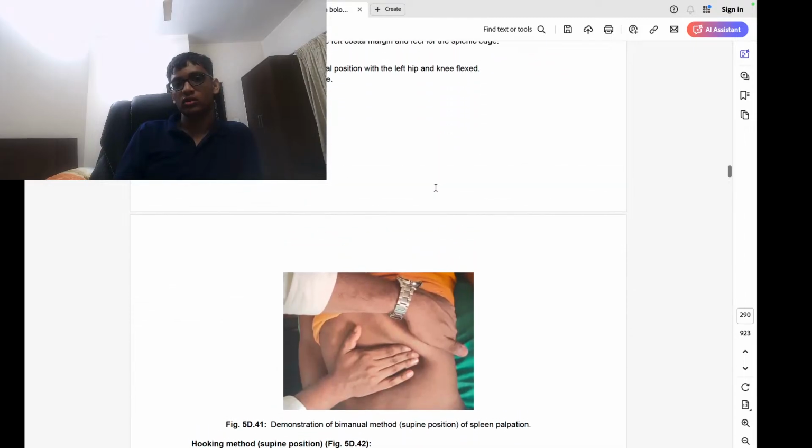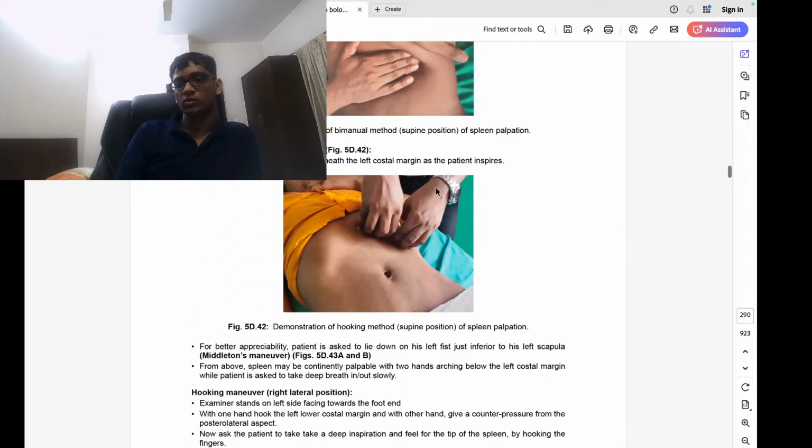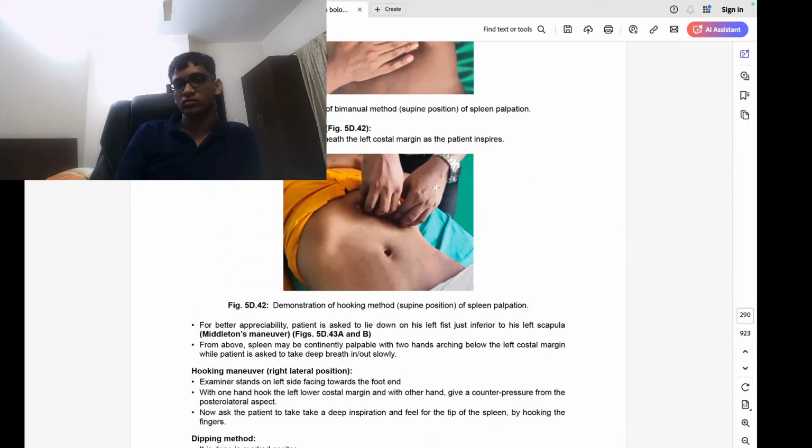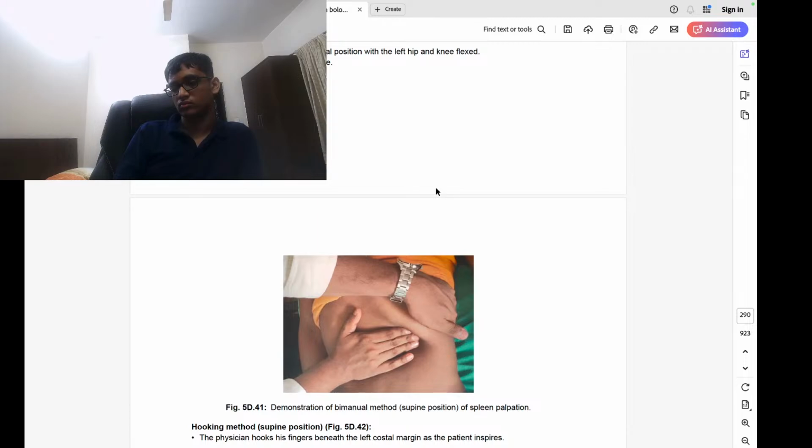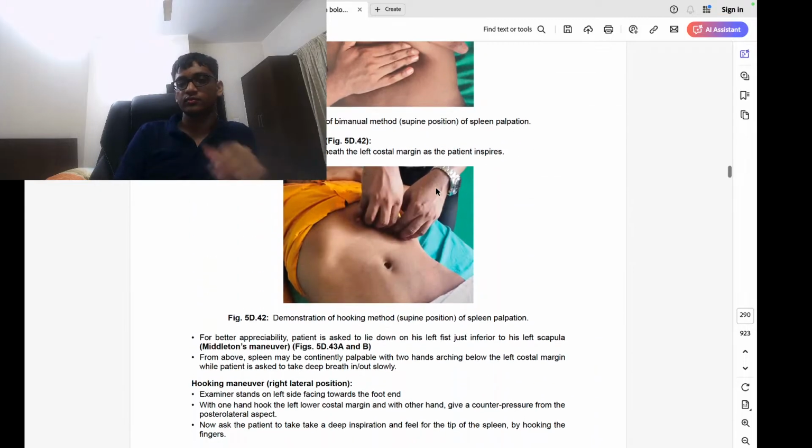Bimanual, right lateral position: it is done with the patient lying in the right lateral position with the left hip and knee flexed. The rest of the maneuver is similar to above. Because gravity will work now, you prevent the movement of the left ribs and you palpate a little bit like this.